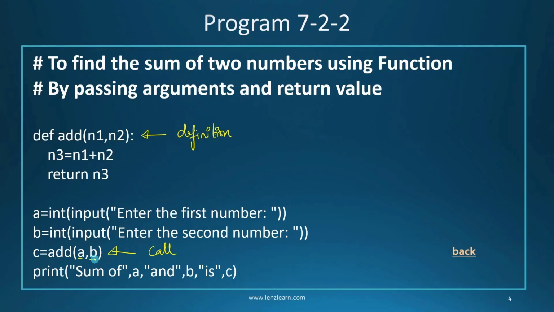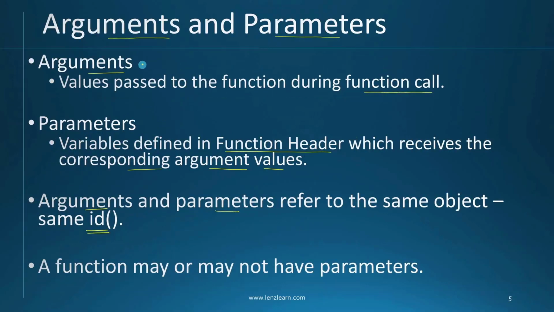The variables that you use inside the function call, that is A and B, are called arguments. Right? And the variables that you use inside the function definition to collect the values given to it by the arguments are called parameters. So now it will be clear to you what is an argument and what is a parameter, and a function may or may not have parameters. Now the argument and parameters refer to the same object with the same ID. We will see that with another example.